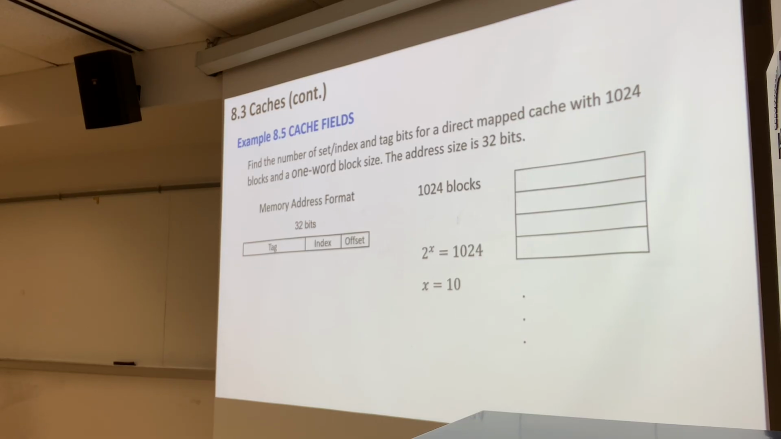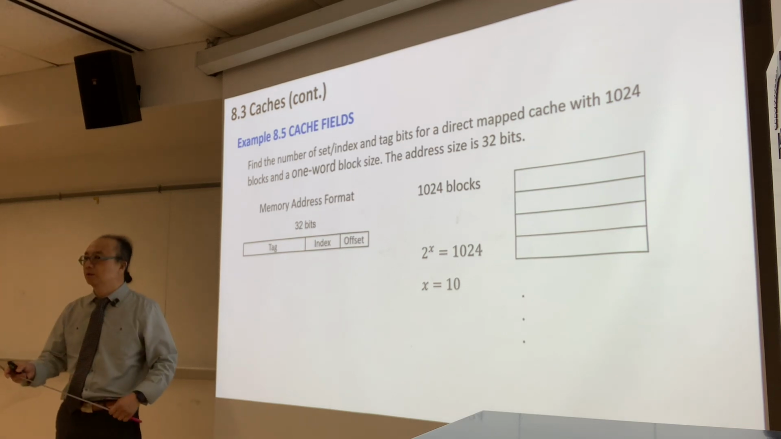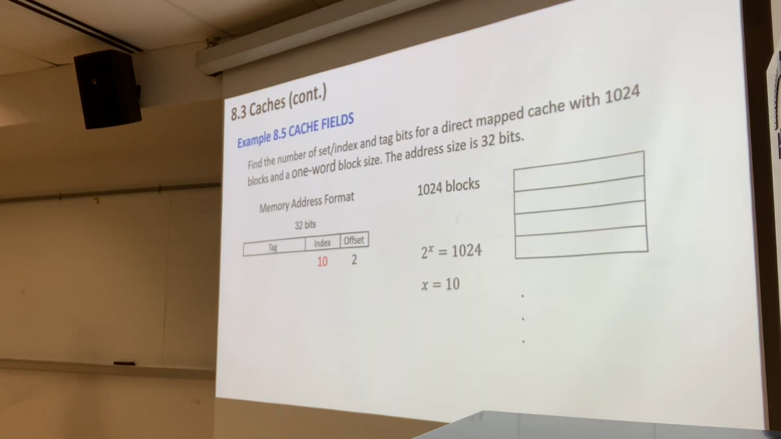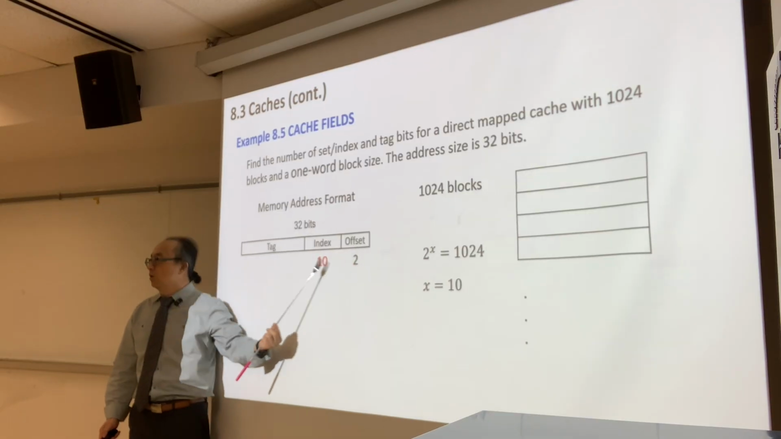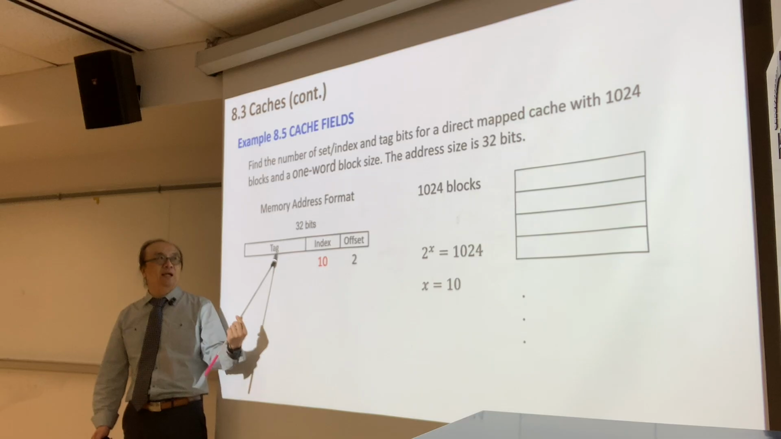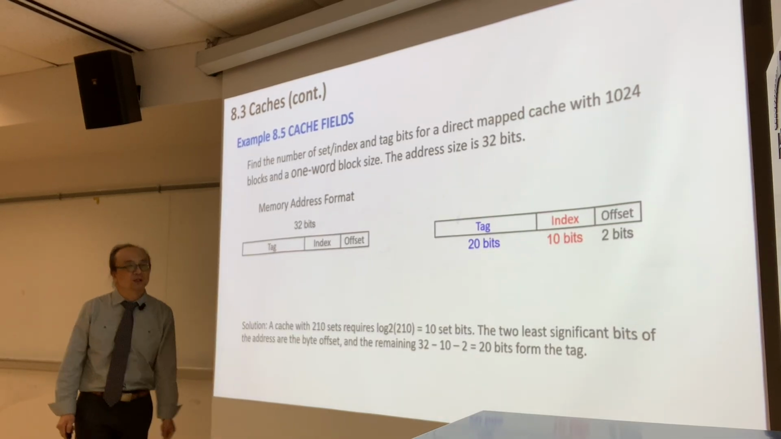We need to access each byte: LDRB, STRB. So storing and loading byte-wise in the ARM architecture. Therefore, offset has to be 2, and index bits should be 10, offset should be 2. So those are the ones that you need to figure out first. And then tag is 32 minus this. Therefore, it's 20 bits.